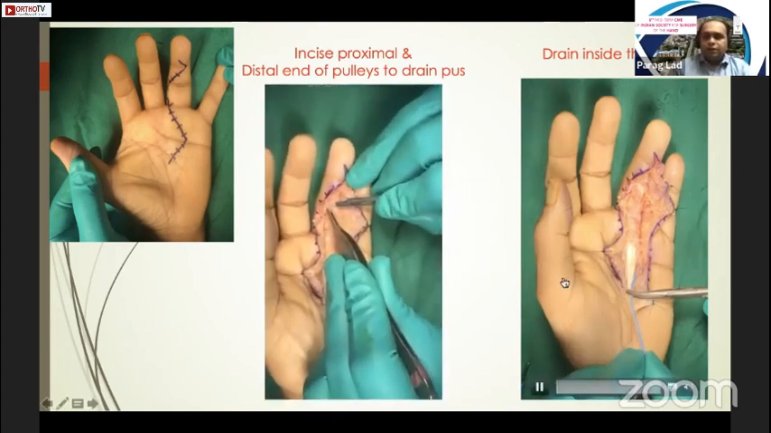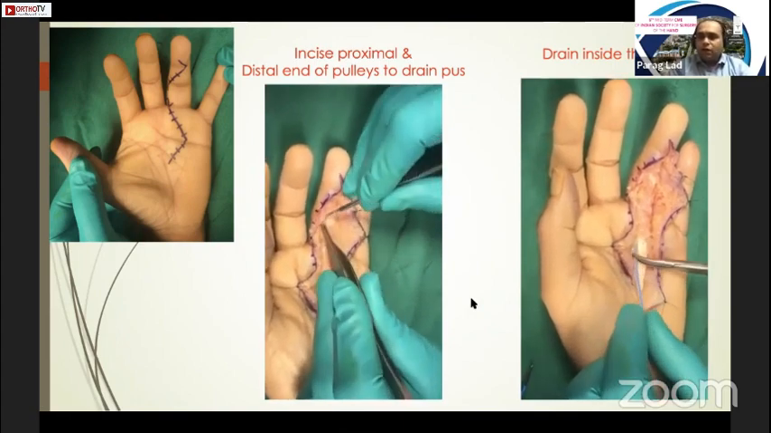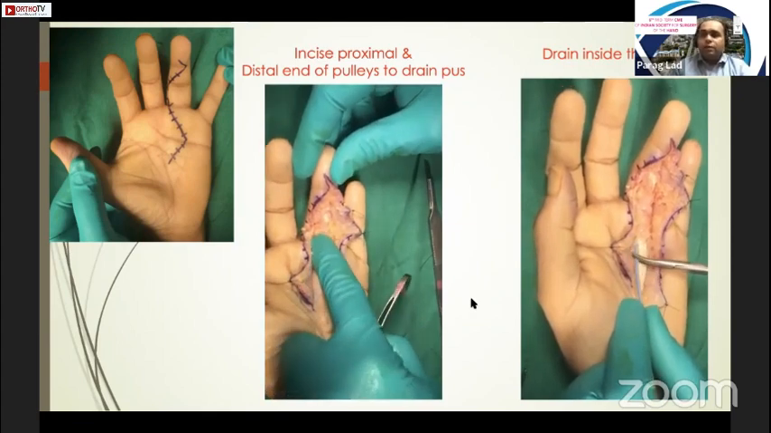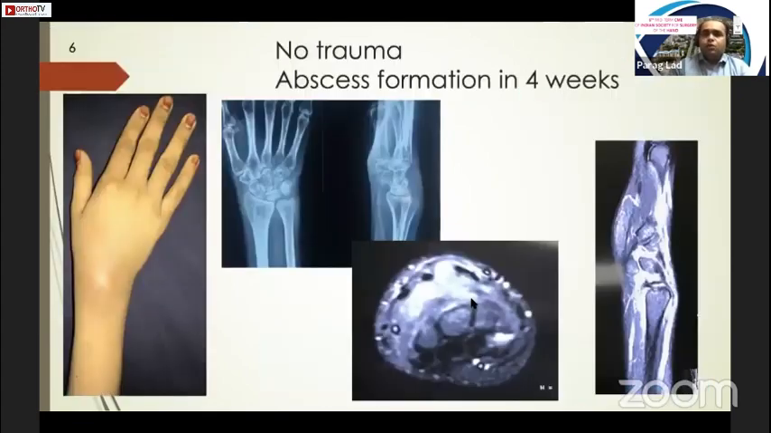In such cases, usually I pass an infant feeding tube along the sheath, and this is helpful for putting diluted betadine lotion to control infection for 24 hours. And this usually heals well by secondary intention.